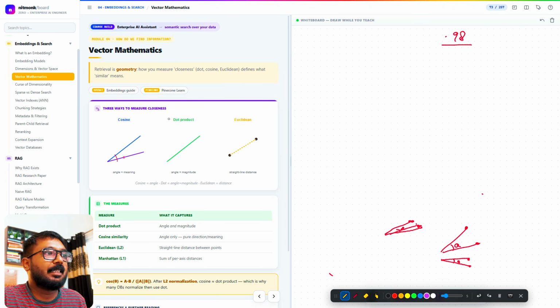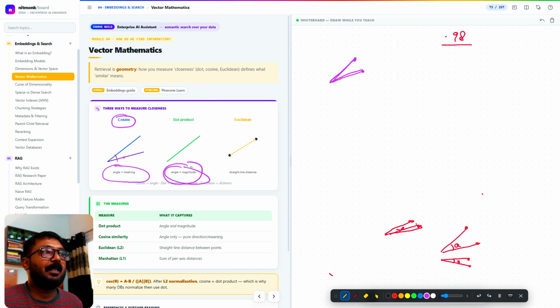And in a similar way, dot product. In cosine similarity, you tell the interviewer that we talk about angle and meaning. In dot product, we talk about angle plus magnitude. We try to calculate the magnitude of these vectors, and then we create the dot product, right? Dot product also represents how close the vectors are.